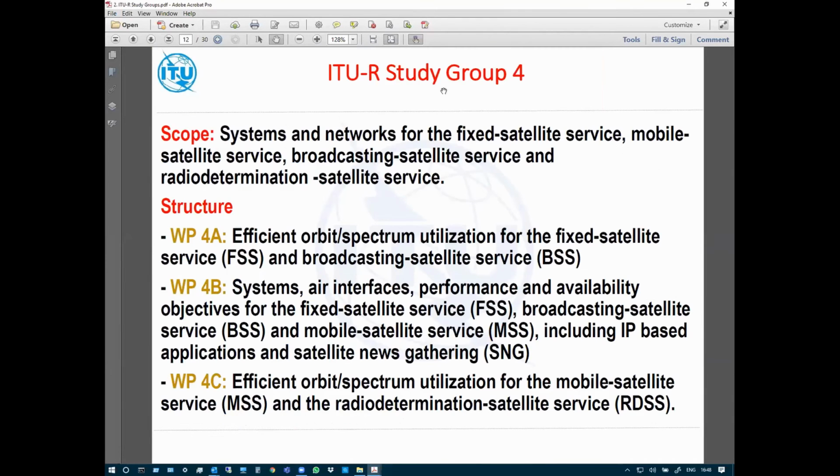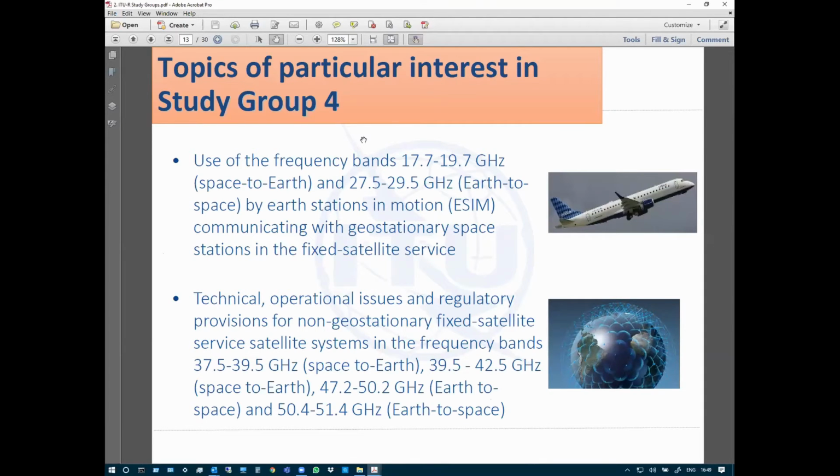ITU-R study group 4: satellite services and networks for the fixed satellite service, mobile, broadcasting, and radiodetermination satellite services. Some of the key points discussed concern the use of the frequency bands 17 and 19 gigahertz space-to-air and 27 and 29 gigahertz air-to-space by earth stations in motion. One of the key topics discussed at the last conference. My colleagues from the space sector are going to explain that in the next days. Communication with GEO in the fixed satellite services, technical, operational use and regulatory provisions for non-geostationary fixed satellite services. Another key milestone of the last conference was precisely to define the regulatory procedure for registering these non-GEO constellations. Also, it will be very well explained by my space colleagues.